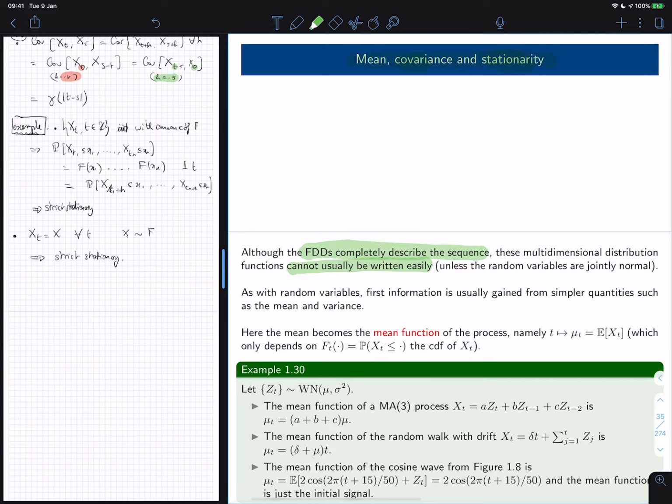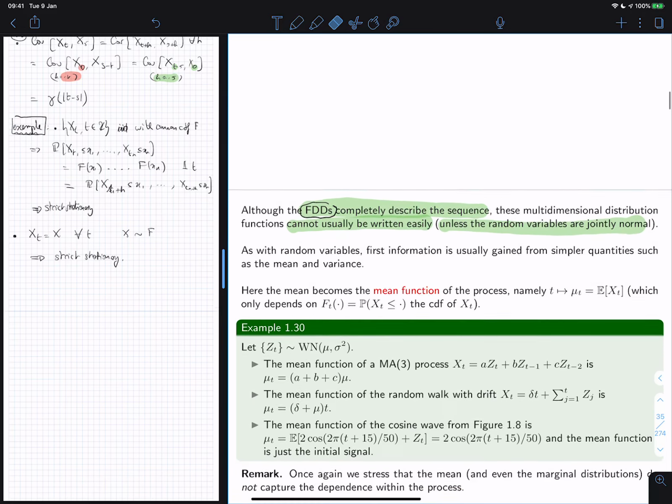In general, they cannot be written. They cannot even be accessed. They cannot be studied in any way. It's hopeless. So describing the FDDs is, in general, completely hopeless, unless you have an IID, or in a non-trivial case, unless you have a jointly normal, so a normal process, or a Levy process, or something which gives you detailed info on the process. But in general, they are inaccessible.